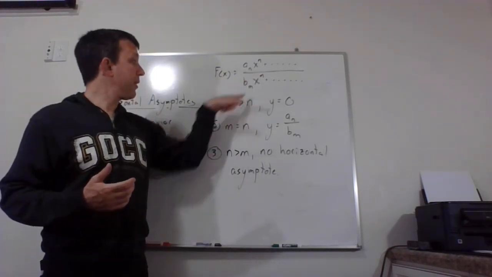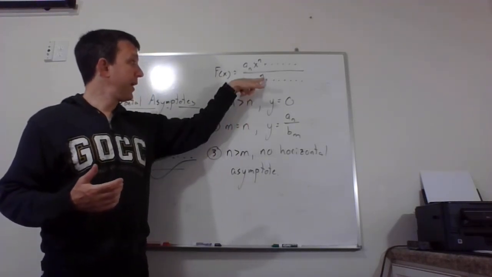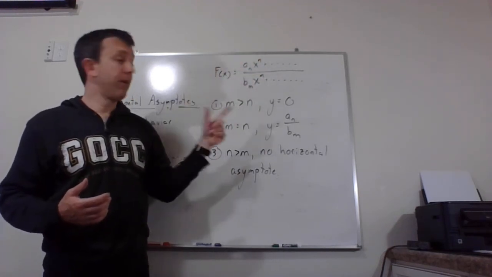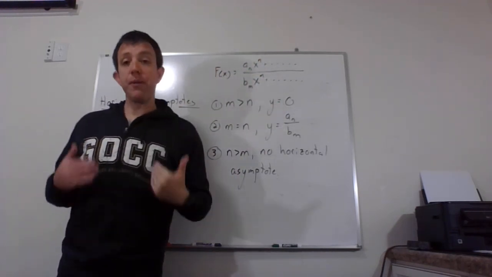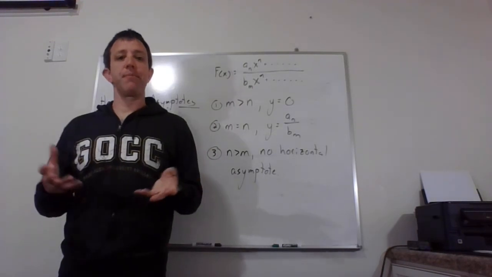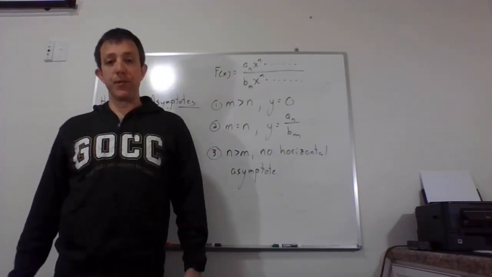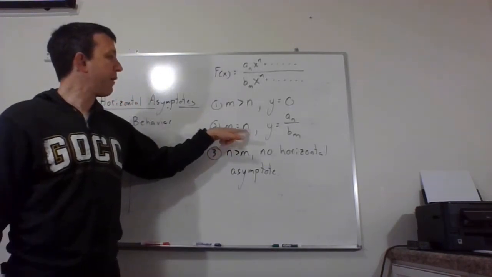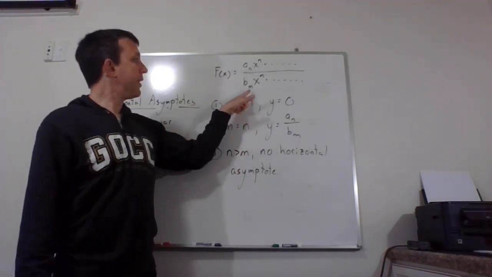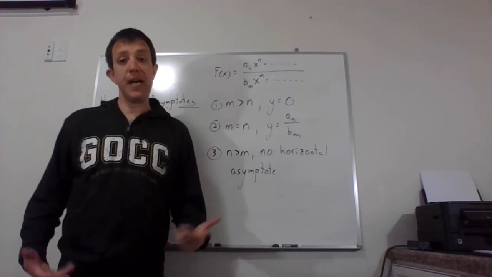So if the bottom has a bigger power, if my m here on the bottom is bigger than my power on the top, the n, it's always going to be y equals 0, because you're dividing by something that's growing faster than the top, and that's going to squish it down and make it all go to 0.